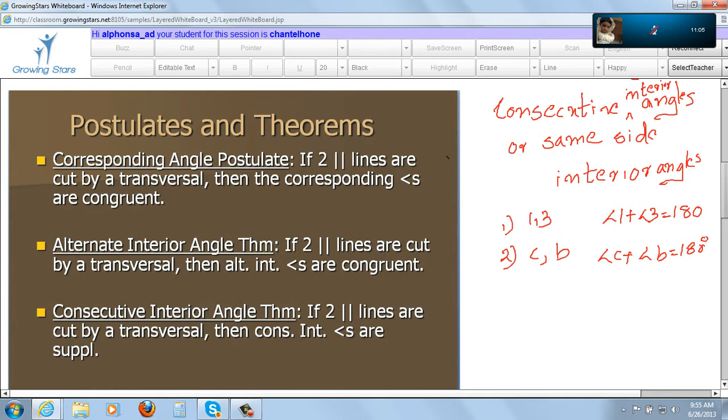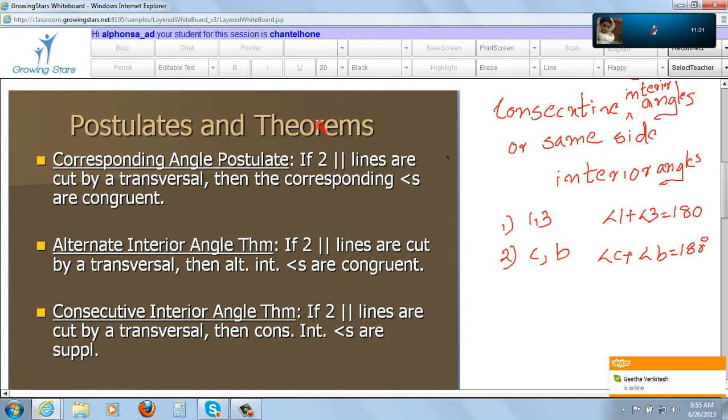Okay, is it clear? So alternate angles are congruent, corresponding angles are congruent, consecutive interior angles are supplementary. So these are the properties regarding the angle pairs formed. Is it clear? Okay, now regarding this there are some postulates and theorems.